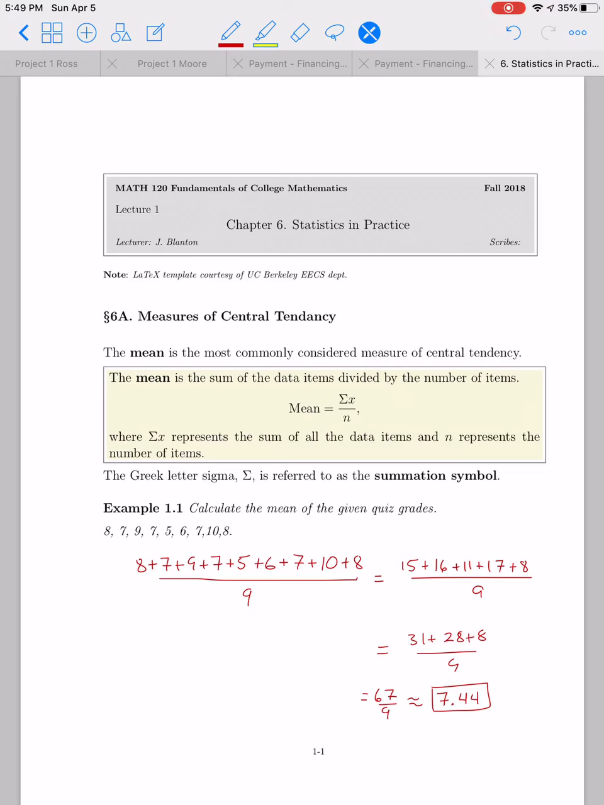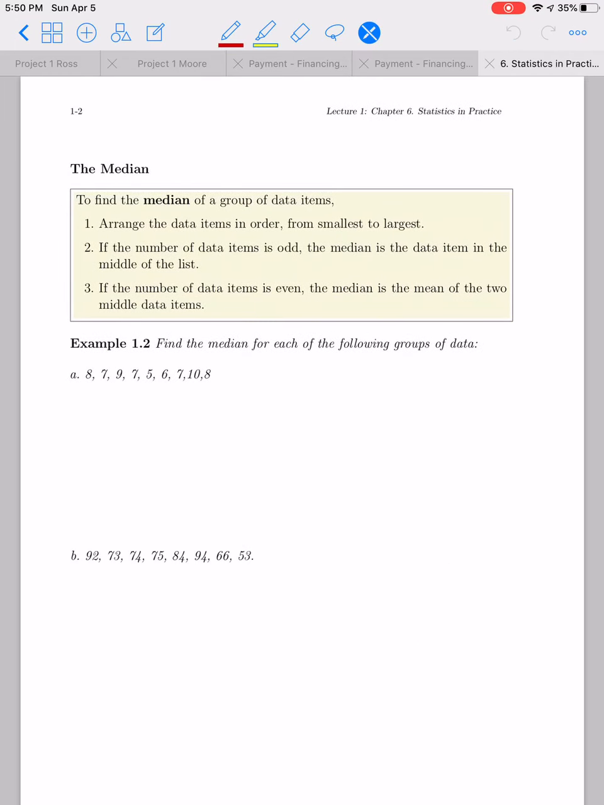The mean is often called an average. It'll turn out that mean, median, mode, and mid-range are all actually averages. Averages are measurements of central tendencies. So the mean is more specific, and that's when we add up all the values and divide by the number of items. Okay, the median.